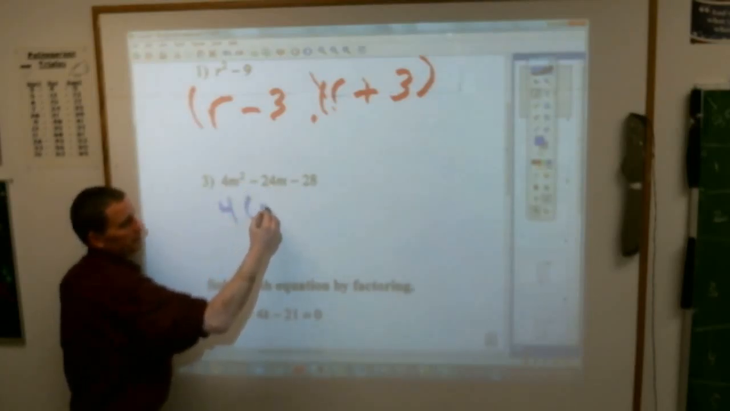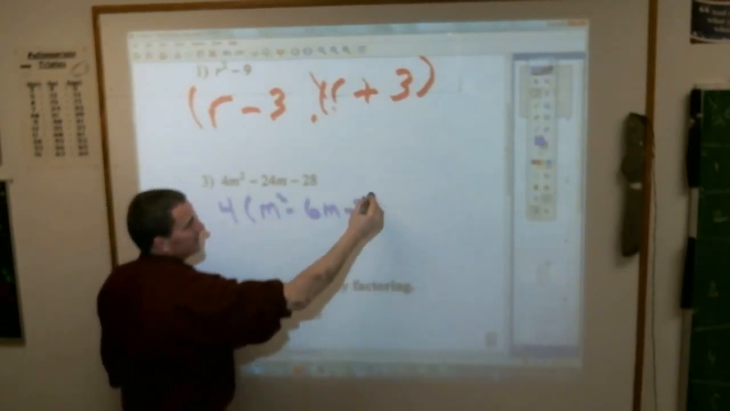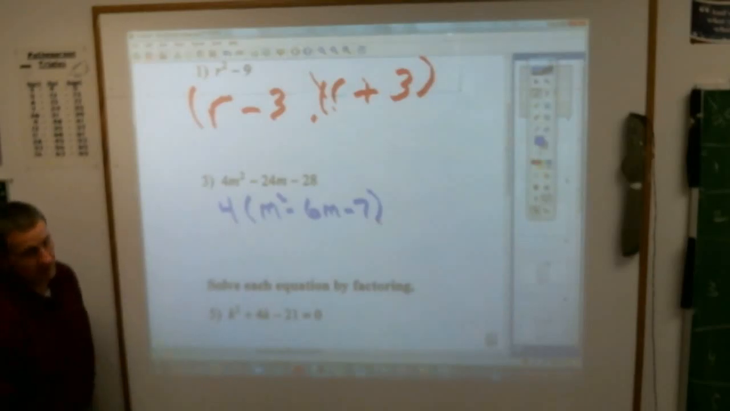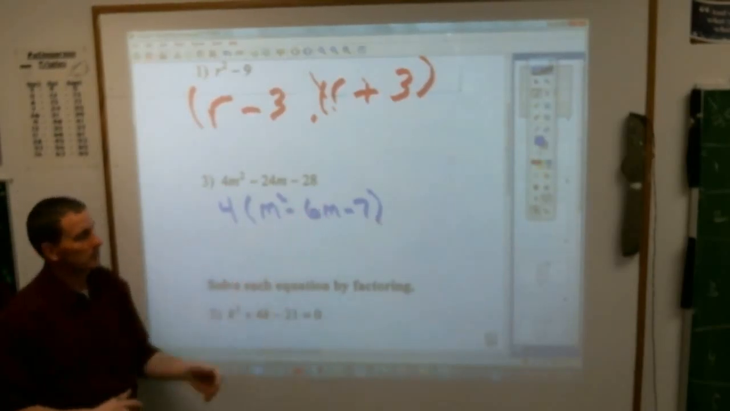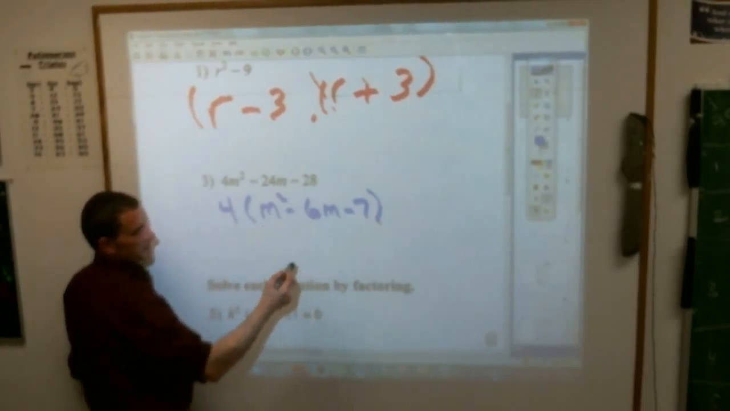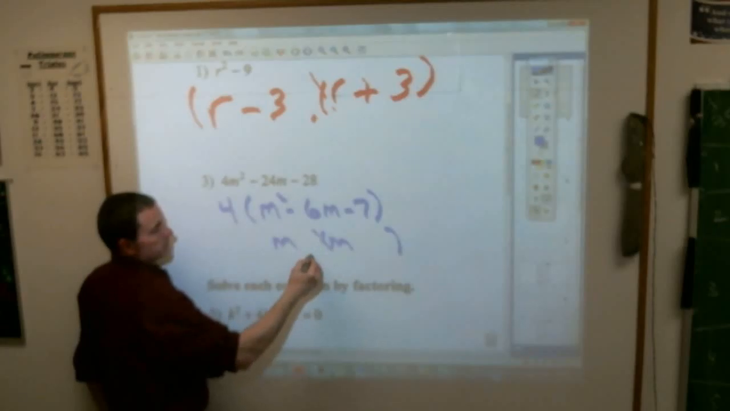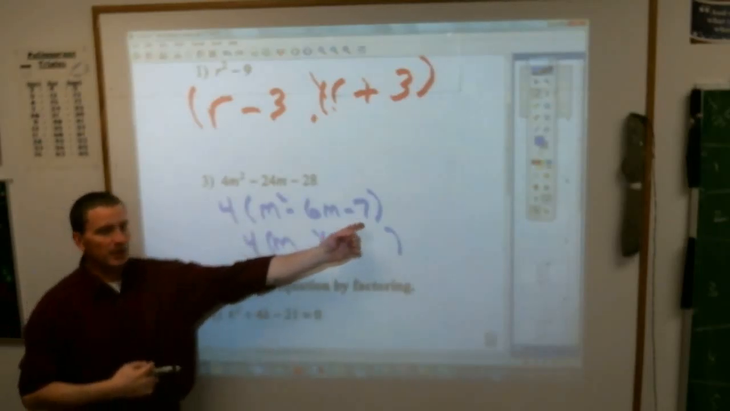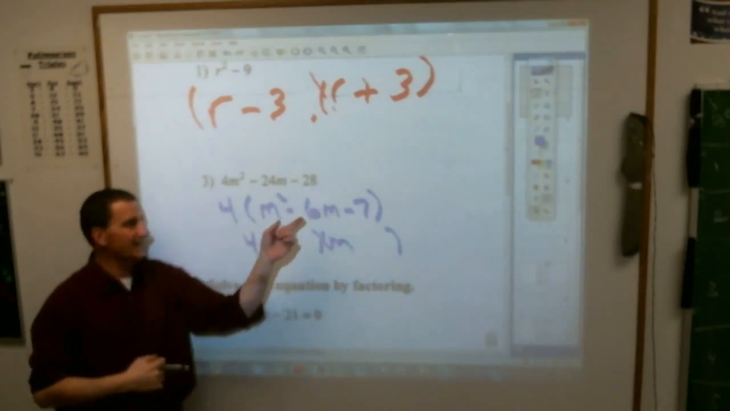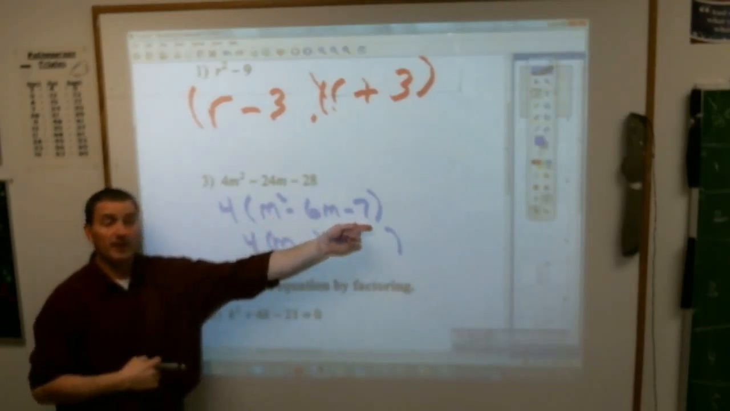And then you're left with m squared minus 6m minus 7. And that 4 stays on there. Then you look to see what you can break those 2 into. Can I factor m squared minus 6m minus 7? Well, I put an m here and an m here, 4 out there. What times what gives me a negative 7 when multiplied and, when added together, gives me negative 6? Well, there's not very many factors of 7.